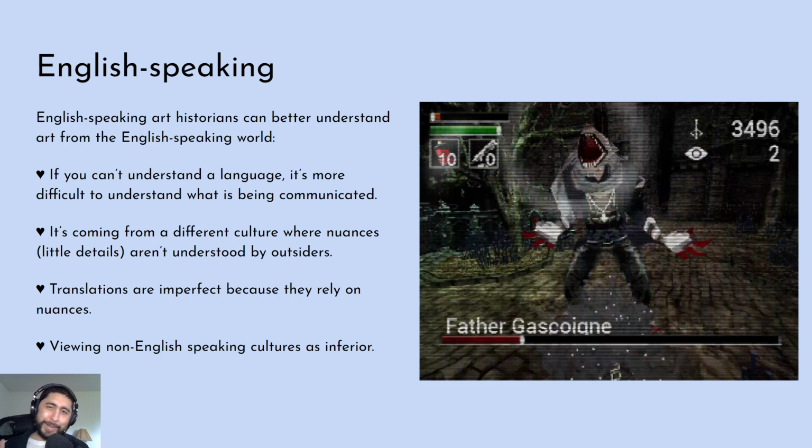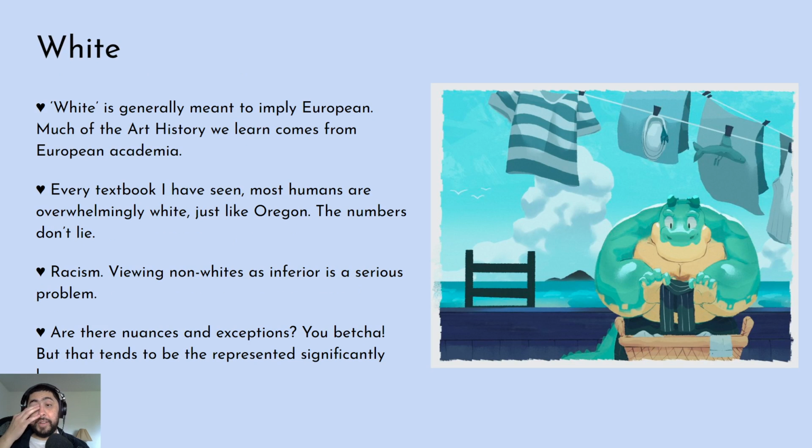Like I talked about Jacob Lawrence. I don't understand his work. I'm ignorant of that. There's a ton of stuff I'm ignorant of. But it's where you prioritize your time, and you can't learn everything. And viewing non-English speaking cultures as inferior, racism obviously exists, and it's pretty messed up. And it ties into other things, so we'll go on.